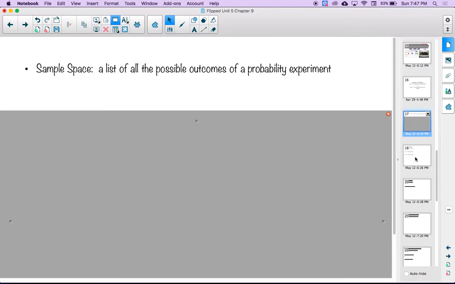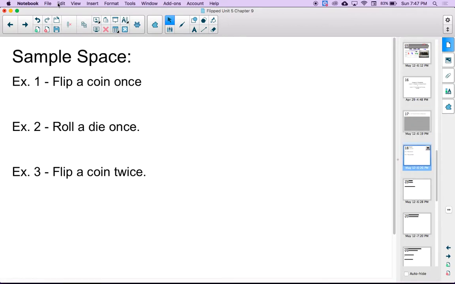Okay, so what I'm going to do is bounce back and forth for this video between vocab words and examples of them. So here's a couple examples actually. To find the sample space, we take a look at all the possible outcomes in a probability experiment. Our first example is to flip a coin once. Well, if we flip a coin one time, we can get heads or we can get tails. So those are the two possible outcomes. I've listed both of them, so that's my sample space.